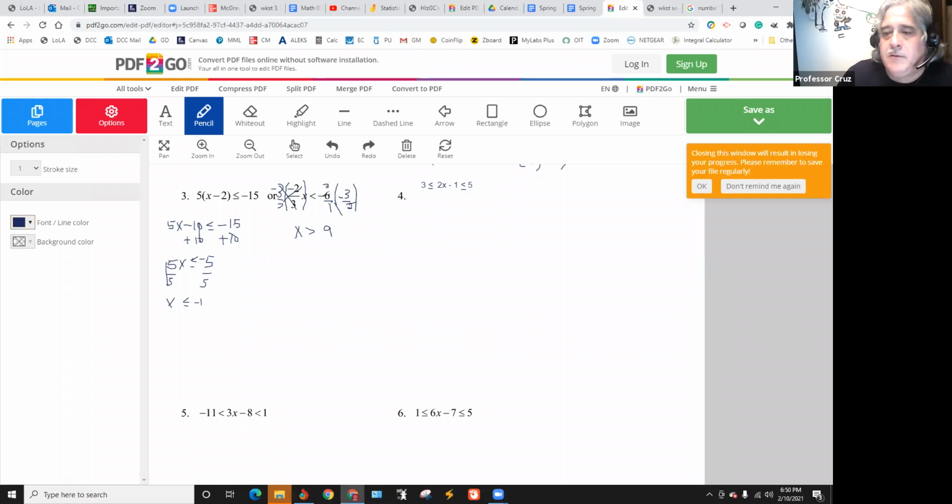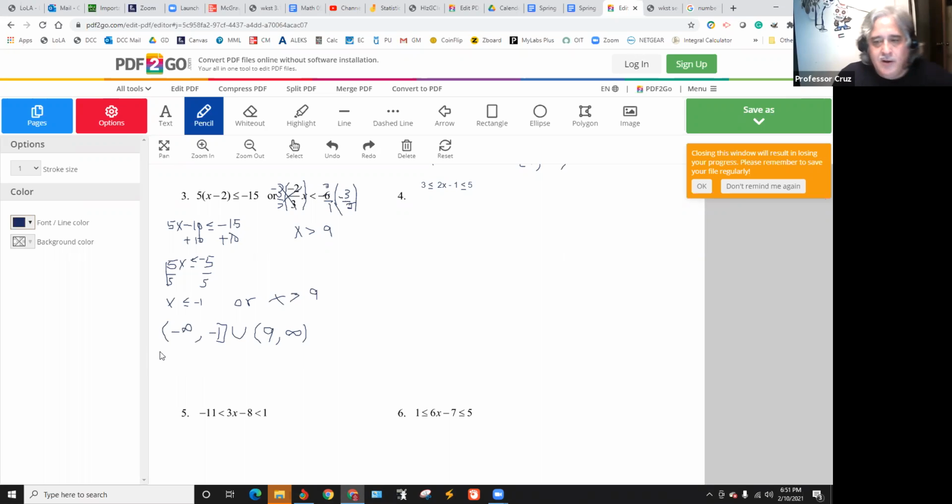All right, so this is the U, and then this is greater than 9. No parentheses, I mean, it's a parenthesis because there's no equal sign. This one is a bracket because it includes that. And this is -infinity.